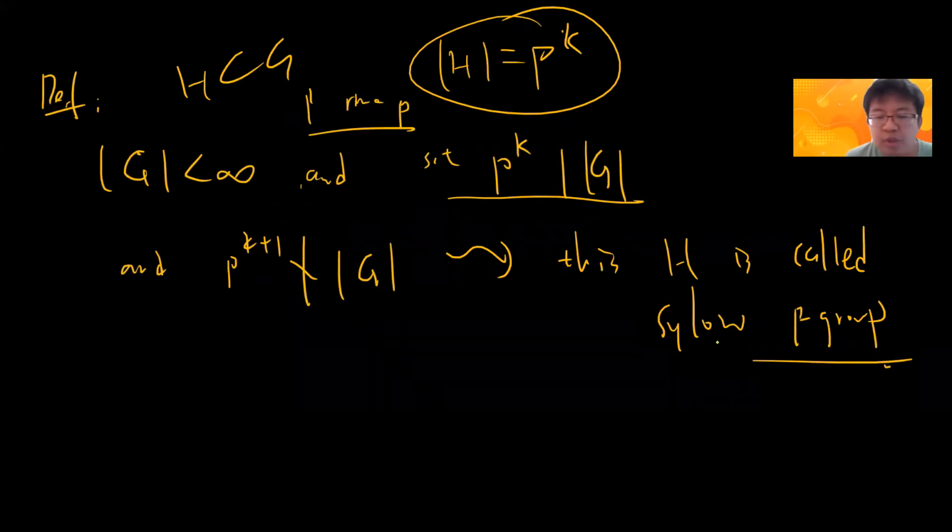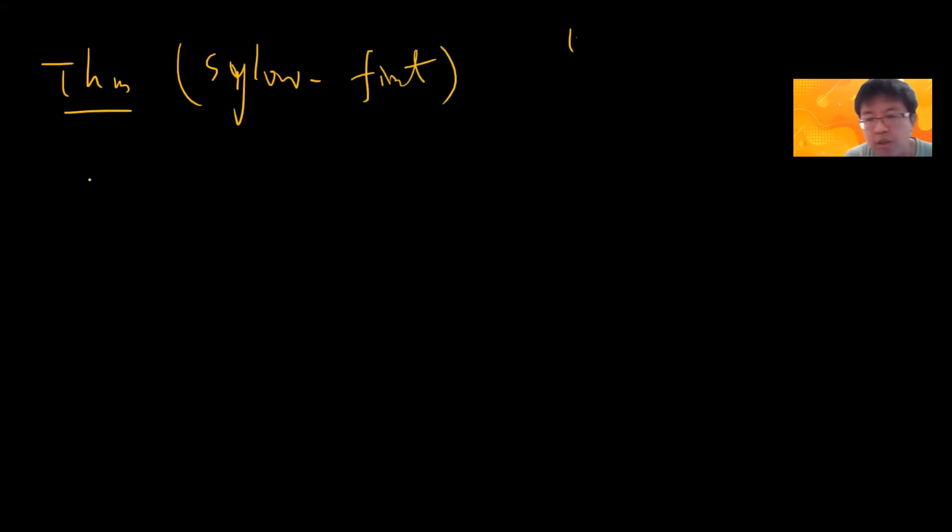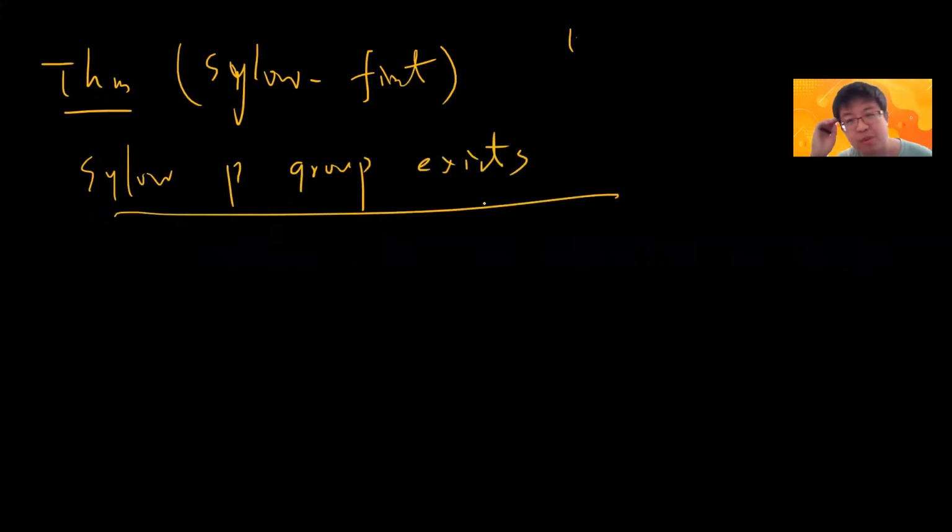A Sylow p-subgroup means that this p^k is the largest power of p that the group G can have, because my assumption is that p^k divides the order of G, but p^(k+1) does not. The famous theorem is called the Sylow first theorem. The Sylow first theorem says that a Sylow p-subgroup exists. This is the most beautiful part, I think.